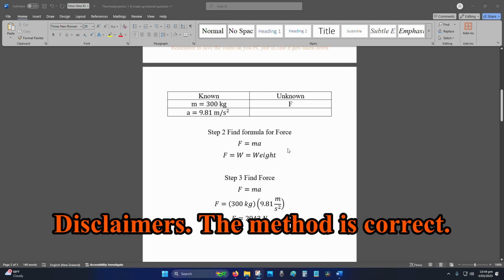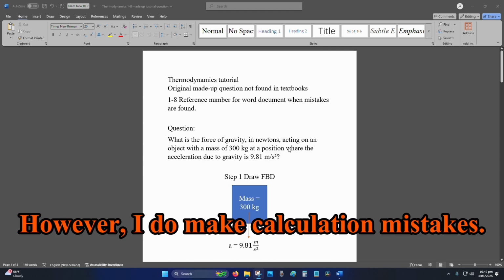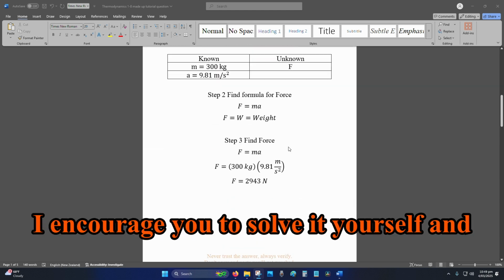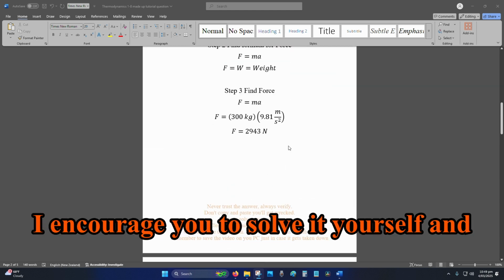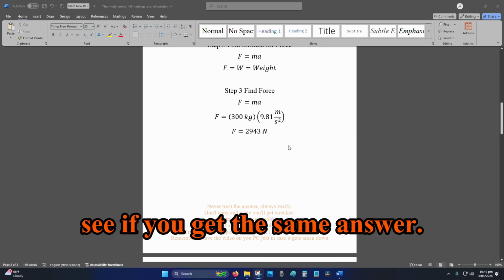Disclaimers: the method is correct, however, I do make calculation mistakes. I encourage you to solve it yourself and see if you get the same answer.